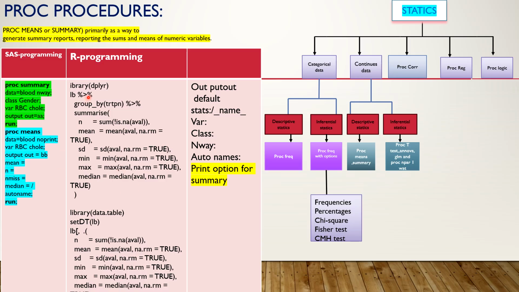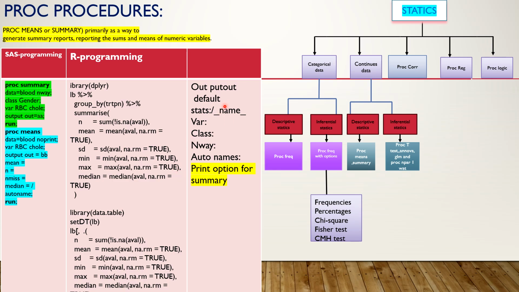Okay. Same thing, if you want to write it in R, we can write it in this way. First, if you want to write descriptive statistics, we have to invoke the dplyr library. Then we write the code in this way. Even with data.table we can write. So two methods are available. In SAS it is proc summary and proc means, and the same way in R programming two methods are available. This is the code and this is the code.